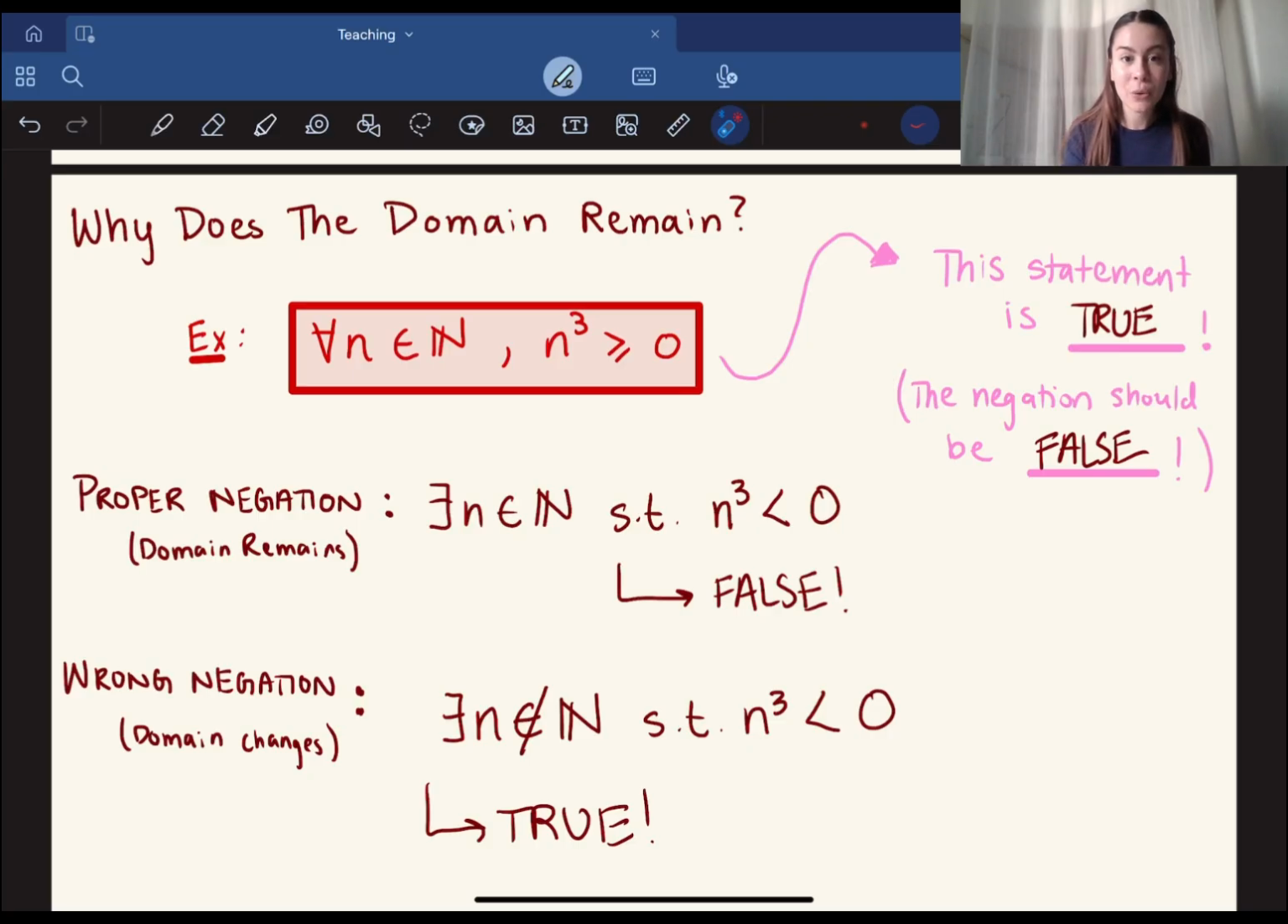So for the next video, we'll go through some more complicated examples of negating quantifiers, some statements where we have both the universal and the existential quantifier in the same statement.